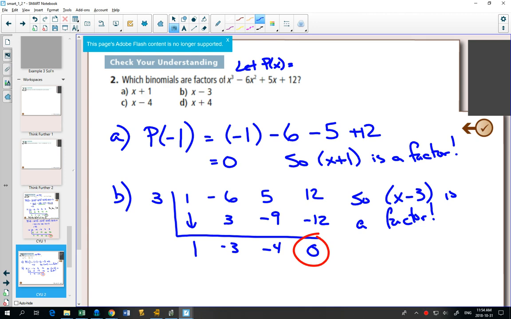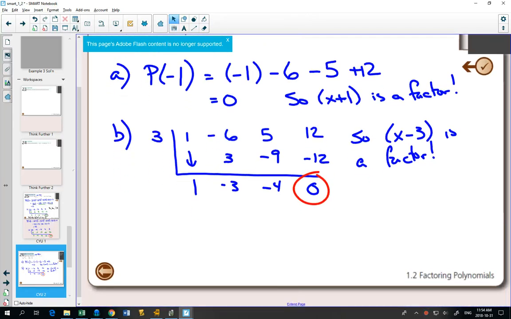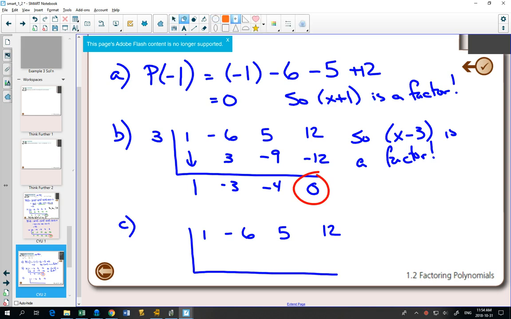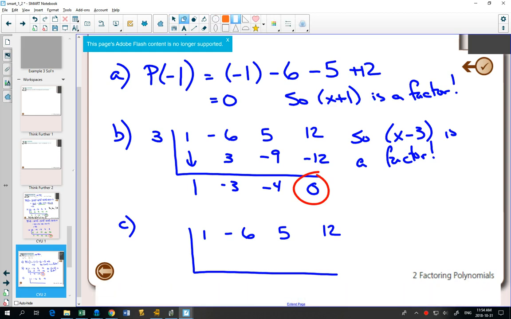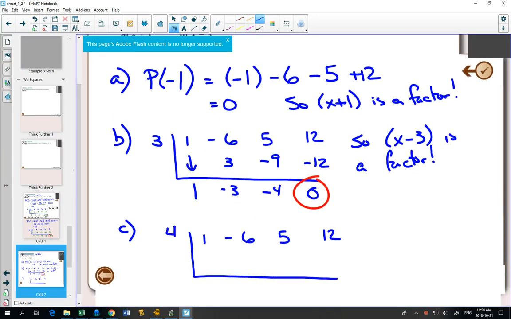In C, we have a 4. Do you think you'd rather use synthetic division or the remainder theorem? Probably synthetic division. So for C, set up your synthetic division again. And now we are dividing by x minus 4, so I put a positive 4 out here. Bring down the 1, multiply, add, multiply, add, multiply, add. Yay! Another 0.